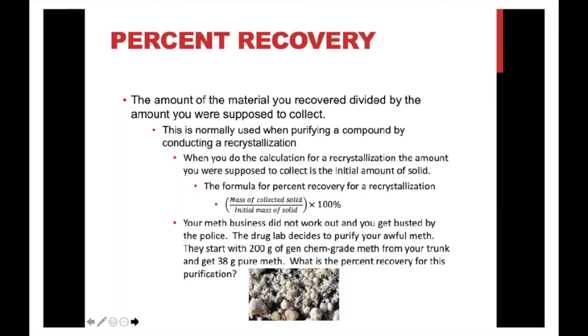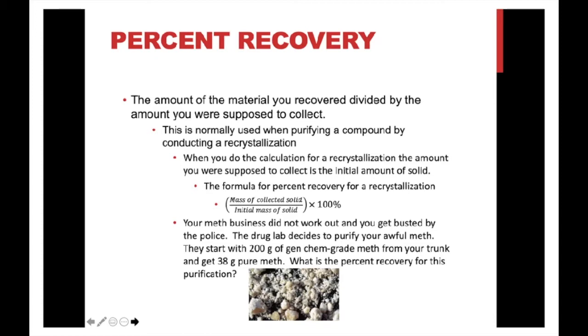We're going to talk about percent recovery. This is where you look at how much you got back when you do typically a recrystallization, right? You start out with a certain amount of impure material. At the end of your recrystallization, you get pure material, and you want to know how much of that impure material came back as pure. Again, you're normally going to see this as something you do in a recrystallization.